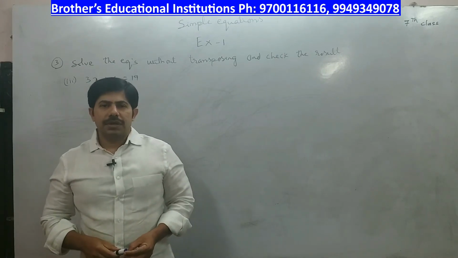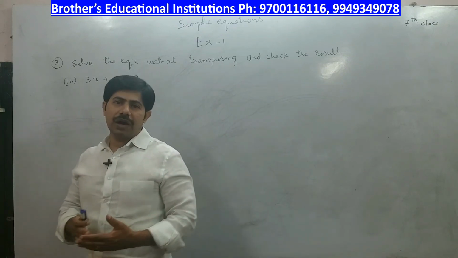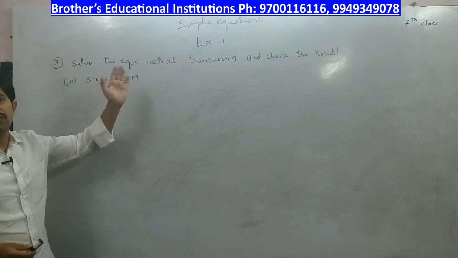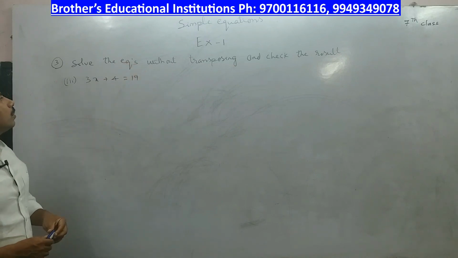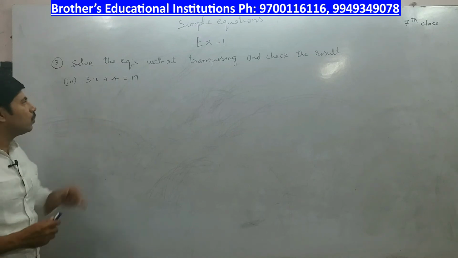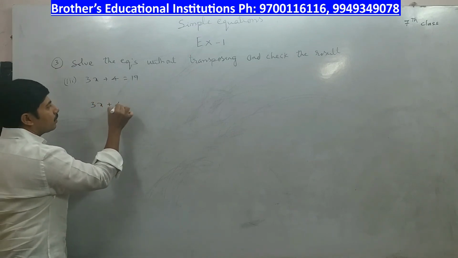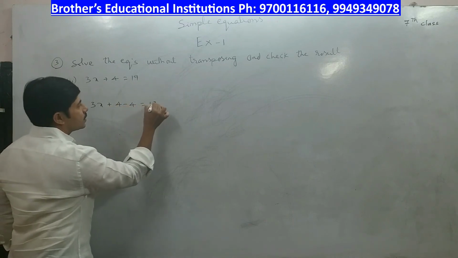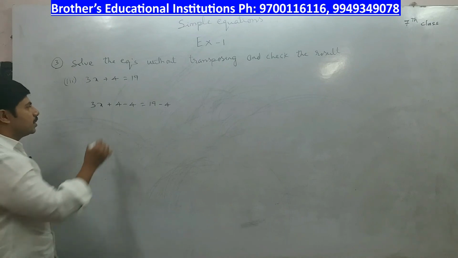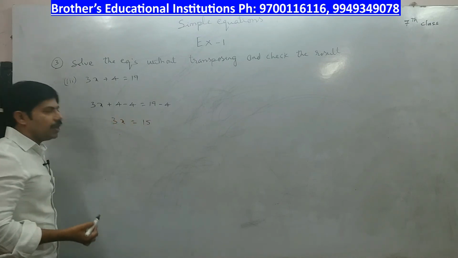Next problem is 3x plus 4 is equal to 19. We have to find the value of x without using the transposing method. First we have to eliminate the constant 4. In order to eliminate the constant 4, I will subtract 4 on both sides. So 3x is equal to 15.